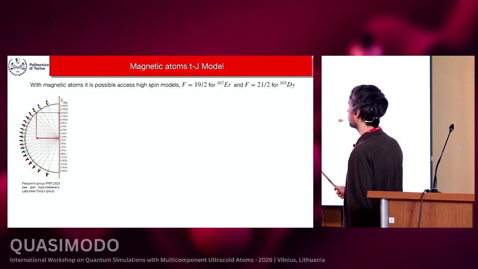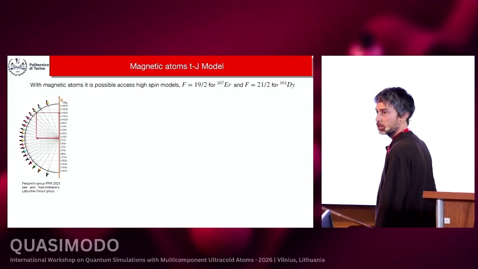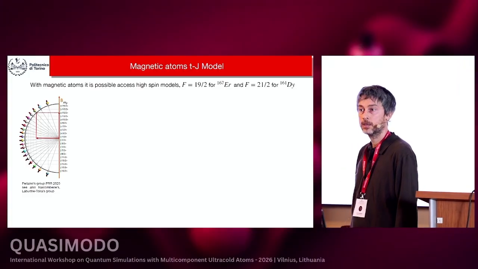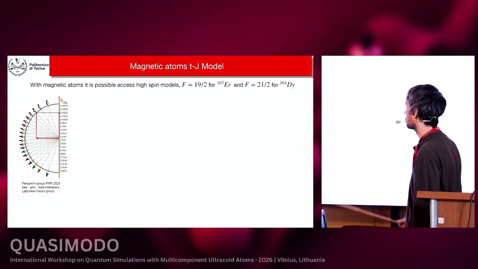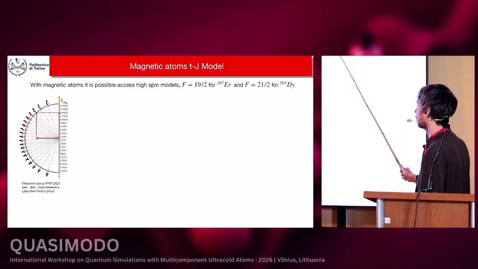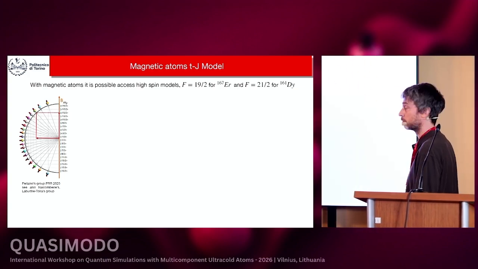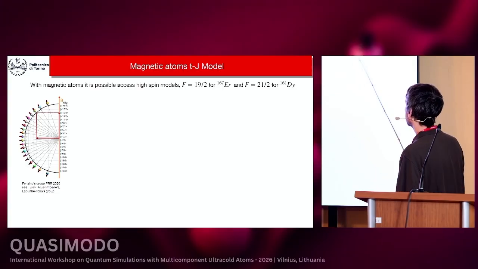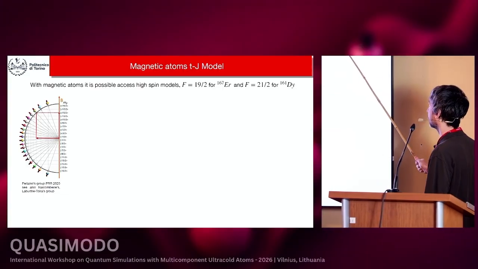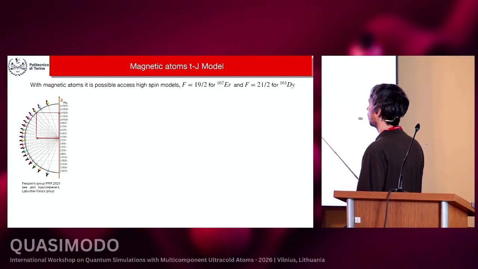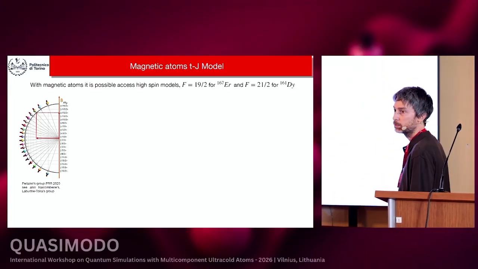And here comes our proposal. Here, we would like to engineer a kind of TJ Hamiltonian by using fermionic magnetic atoms. As we heard yesterday in Sylvain's talk, these magnetic atoms allow one to engineer higher spin models. So for example, with erbium, we have an effective 19/2 spin system, and with dysprosium, we have an effective 21/2 spin model.